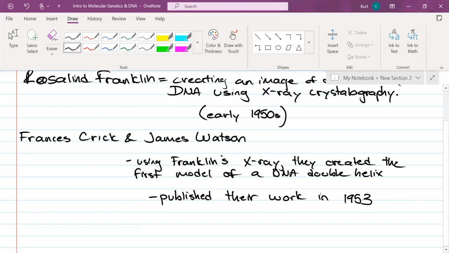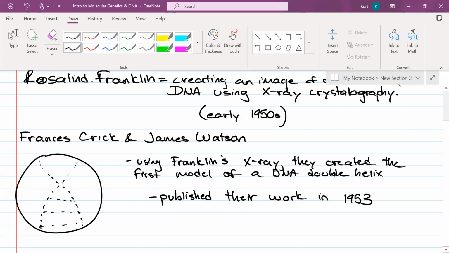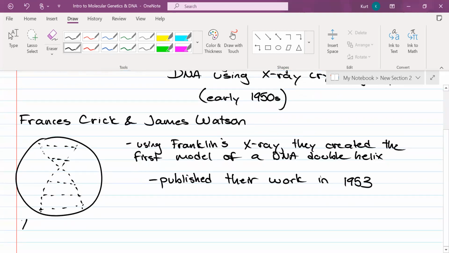Now, the X-ray that Rosalind Franklin actually came up with looked a little like this. This is the early 50s, so it wasn't the best. But that's kind of what it looked like. And if you look closely, you can actually see the double helix. So that's the X-ray that she produced. Based on that, Watson and Crick were able to generate this big, I think maybe 9-foot tall, model of DNA.